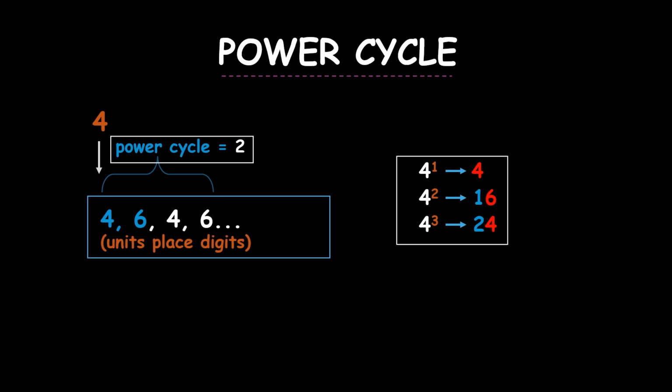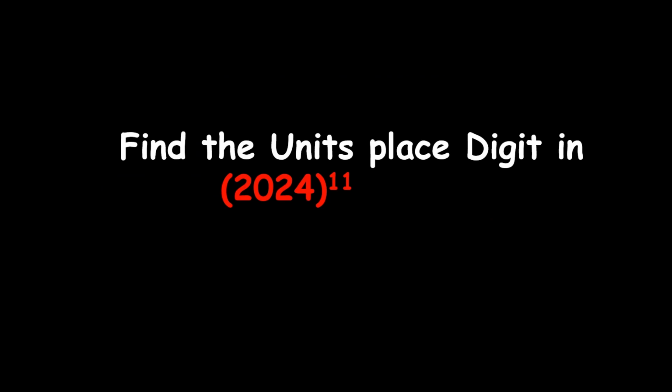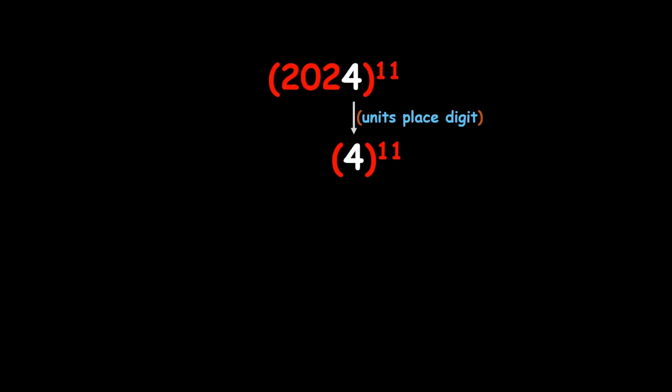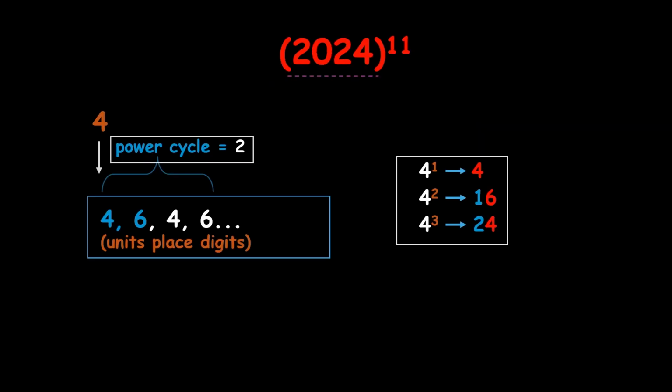So now just get back to the question. Find the units place digit in 2024 raised to 11. So here we need to focus only on the units place digit. For 2024, it is the number 4. Taking it out of the bracket results in 4 raised to 11. We know the power cycle of the number 4 is 2 with units place digit as 4 and 6.